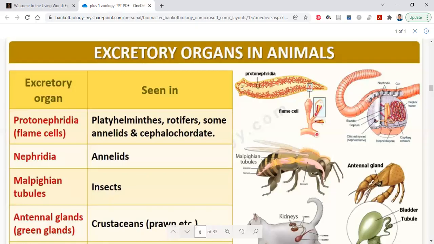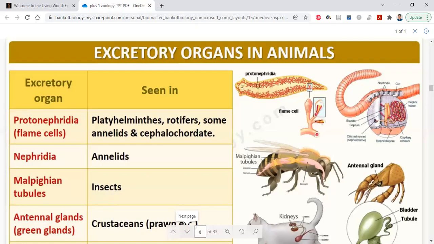In organisms like prawns and other crustaceans, elimination is usually by the antennal glands. They are also called green glands, and they perform the excretory function.